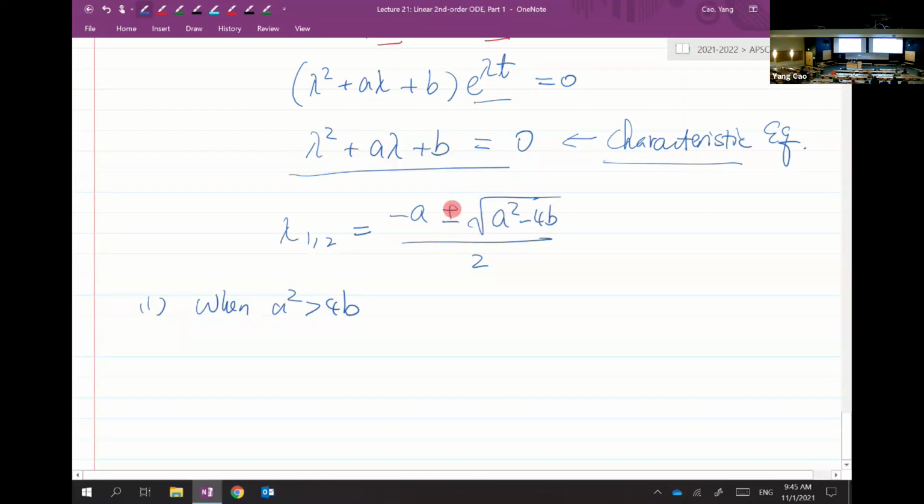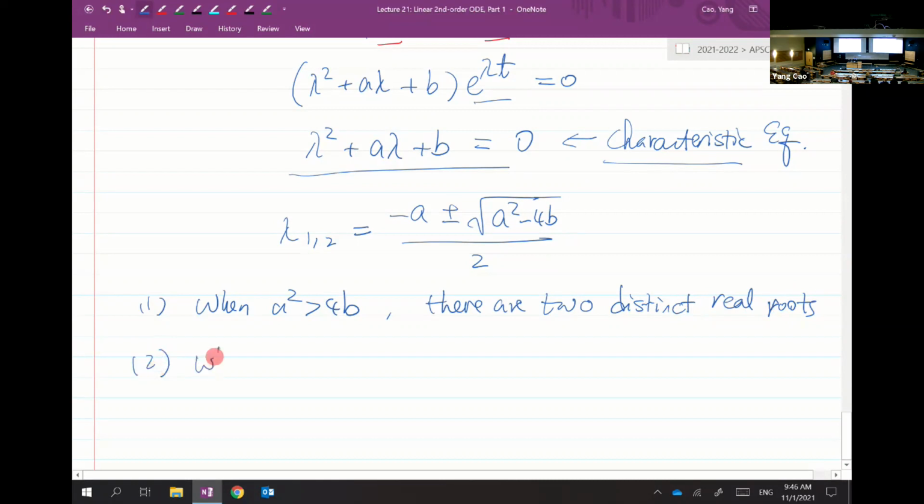Then you get a number here, then you've got a plus minus. So basically at the end, there are going to be two distinct real roots, or real solutions. That's the first situation.